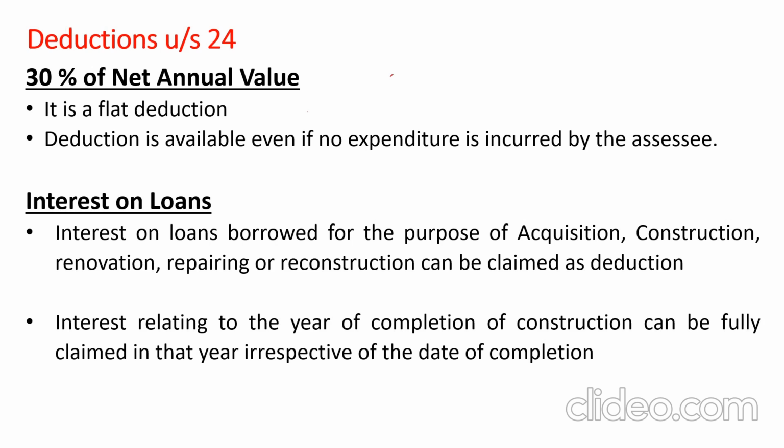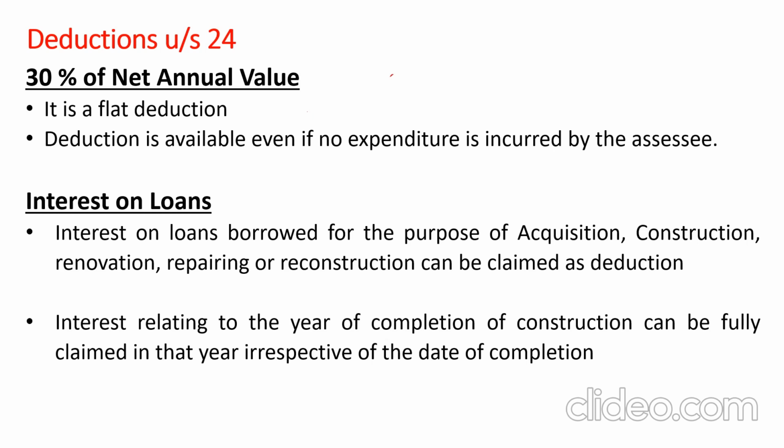Deductions under section 24. There are two deductions. Number 1, 30% of the net annual value. It is a flat deduction, and deduction is available even if no expenditure is incurred by the assessee. The second one is interest on loans. So interest on loans borrowed for the purpose of acquisition, construction, renovation, repair, reconstruction can be claimed as a deduction.